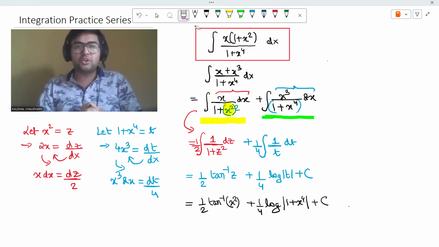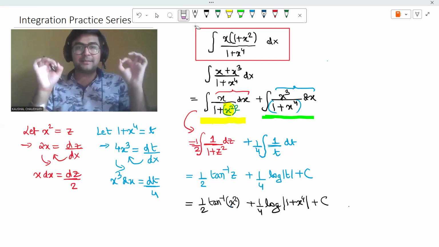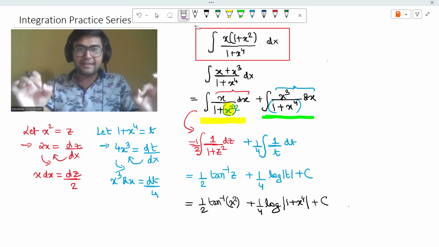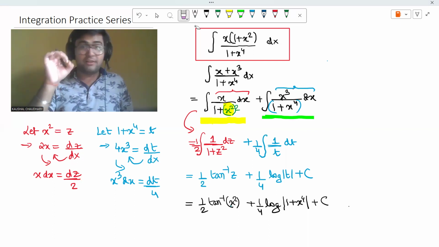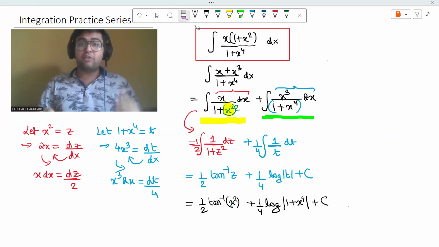So that's the solution of integration of x into 1 plus x square over 1 plus x to the power 4 dx using the substitution method of integration. So this was another important integration question for your class 12 board exams, perfect for your ISC and CBSE.